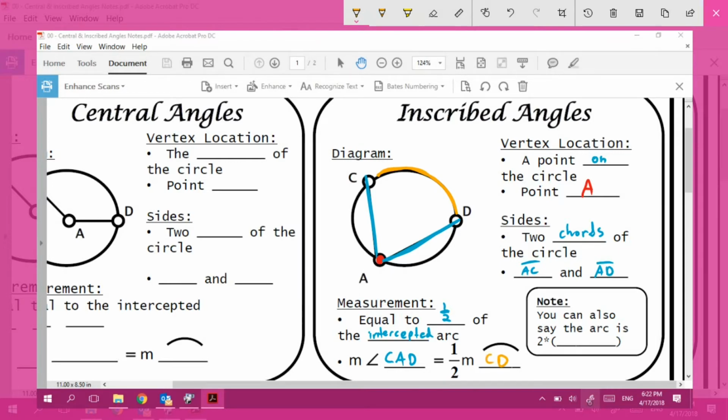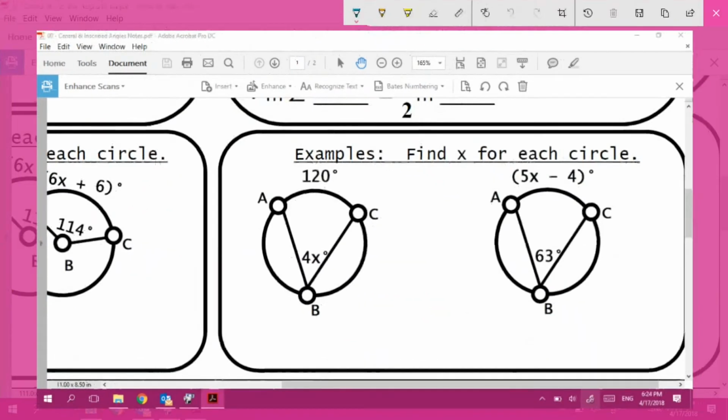All right. Now, the note in the little box here, you can also say that the arc is 2 times the angle. Is 2 times the angle. So this inscribed angle right here, bam, is 1/2 of that intercepted arc. Let's see how we use that in some examples. So over here, we've got on the left side. I'm going to do that one. You do the one on the right.